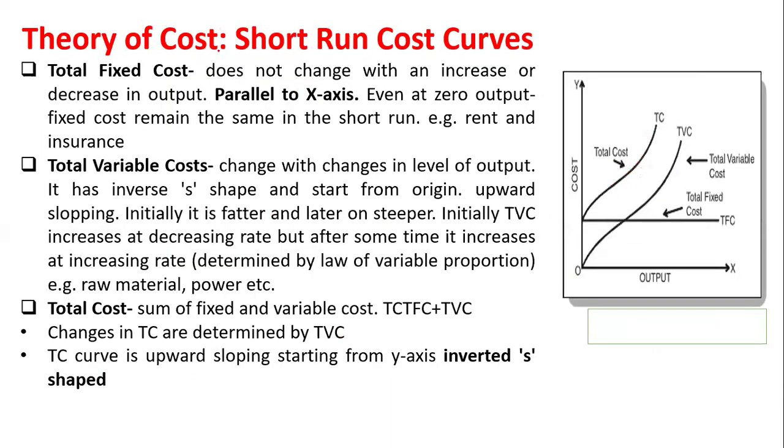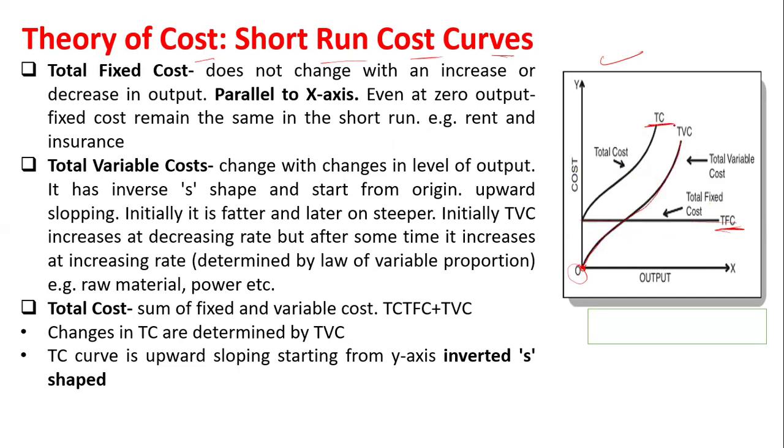Now the theory of cost. Short run cost curves. First of all, see the diagram, then we will go toward the theory portion. This is the total fixed cost, fixed at any level of output. Now our total variable cost starts from the point where the y and x axes touch, from 0, and gradually increases.